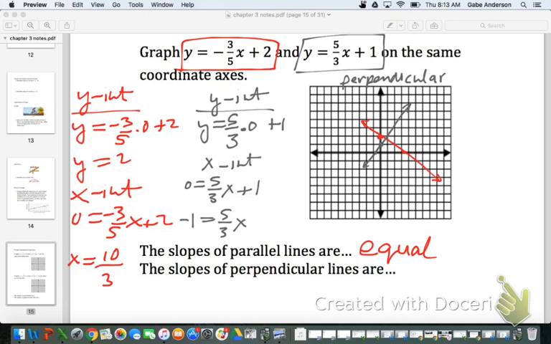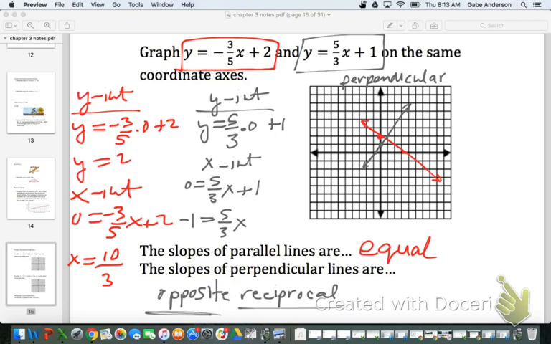Does anybody know the relationship between the slopes of perpendicular lines? Close. They are opposite, but there's one more word I'd use to describe them. If you put those two together, we got it. The slopes of perpendicular lines are opposite reciprocals. We've seen both words but never put them together. What does opposite mean? The positivity or negativity of a number. And reciprocal means if you flip a fraction.